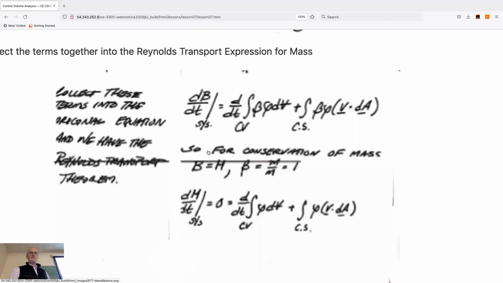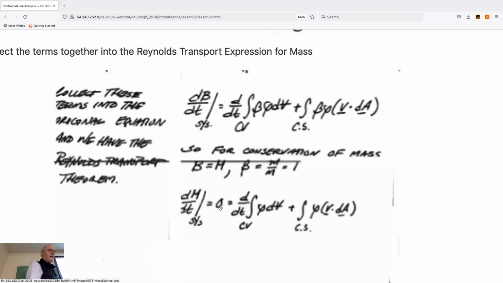So in the case of mass, for conservation of mass, capital B, the system property, and this that's not an H, that's an M. But whenever I wrote that, I must have been sloppy with the M. It's supposed to be a capital M. Our extensive property is mass, capital M. Our intensive property happens to be 1 in this case, which is mass over mass. And if we substitute that into this equation, which is essentially Reynolds transport theorem, we have that the change in mass with respect to time of a system is 0, because mass is neither created nor destroyed.